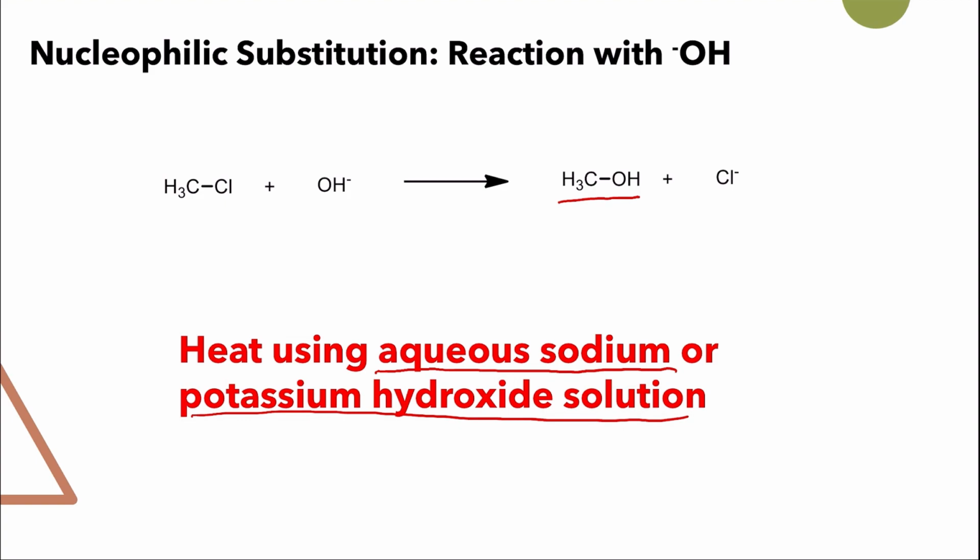The mechanism is very easy, where the lone pair of electrons on the oxygen will attack the carbon, while the bond between the carbon and chloride will go towards the chloride and the bond will break. That will give you the substitution product with the OH, and then the chloride ion will leave.